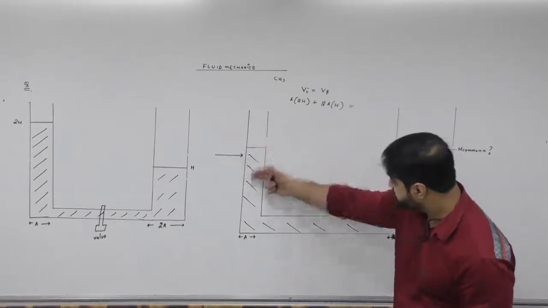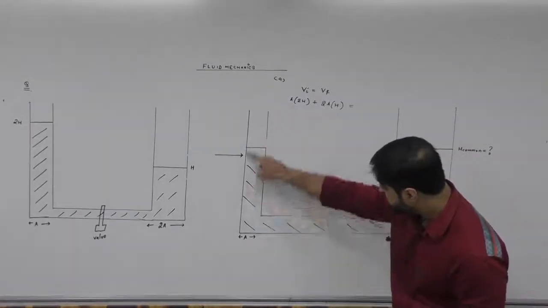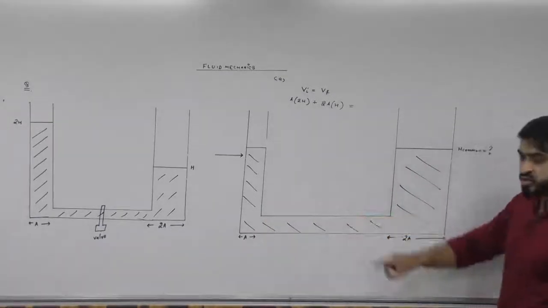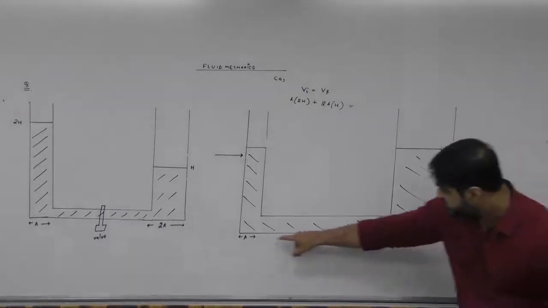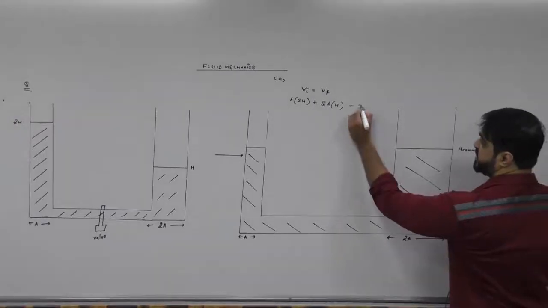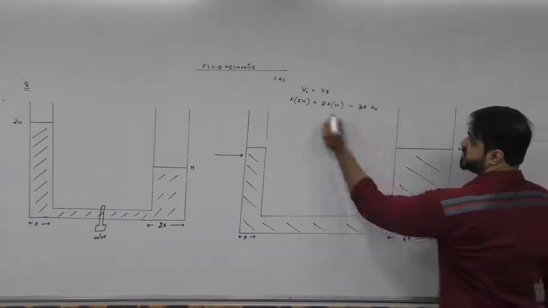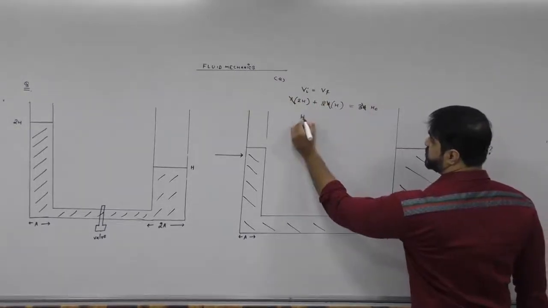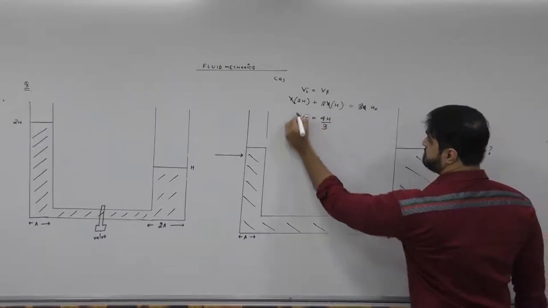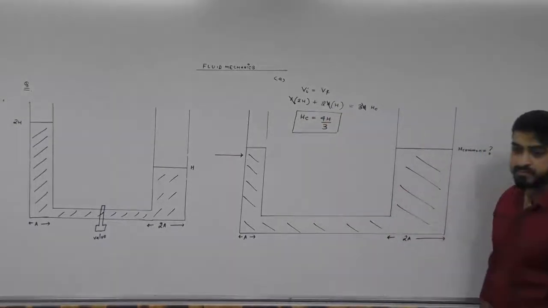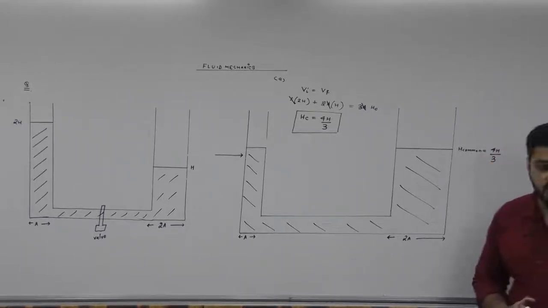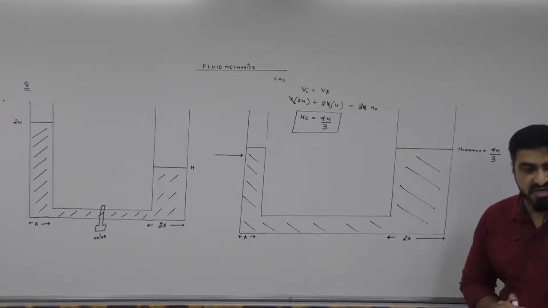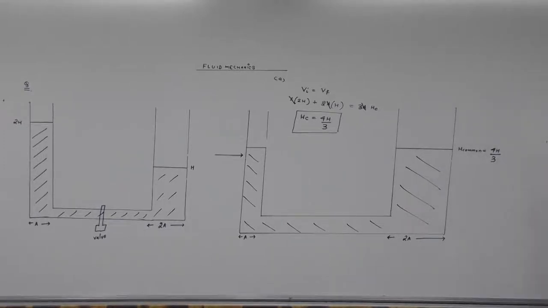How much is the final volume of this part? A into H common. This part I am not considering. It will become 2A into H common. So total, how many A's are there? 3A into H common. So A will cancel throughout. H common is going to become 4H by 3. Is correct. This is the first answer. By which this H common will come as 4H by 3. So they are achieving a height of 4H by 3 after getting redistributed. Okay?